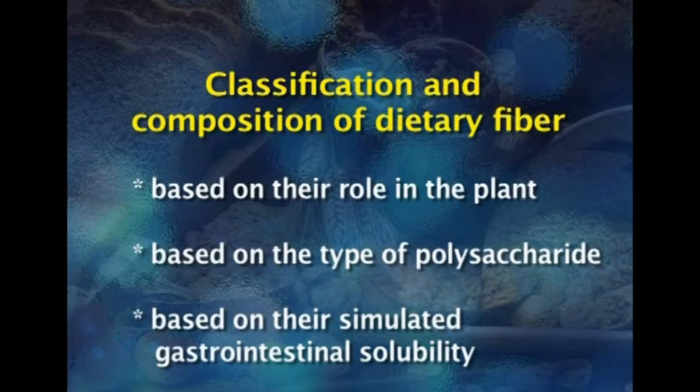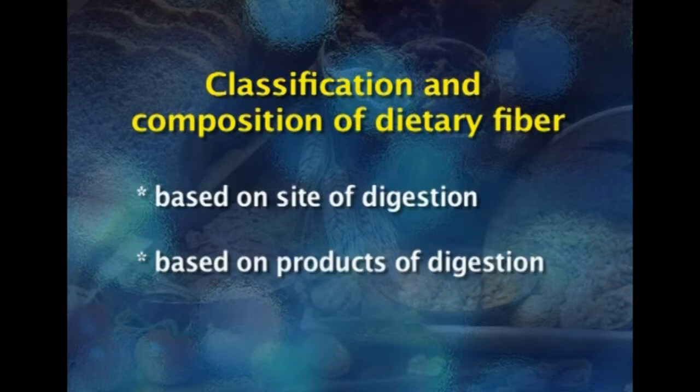Coming to the classification and composition of dietary fibers, many scientists have suggested several different classification systems to classify the components of dietary fiber based on their role in the plant, based on the type of polysaccharide, based on their simulated gastrointestinal solubility, based on site of digestion and based on products of digestion. However, none is entirely satisfactory as limits cannot be absolutely defined.